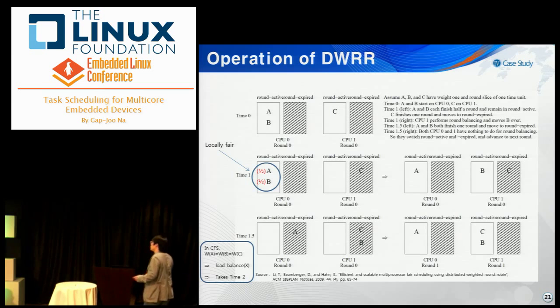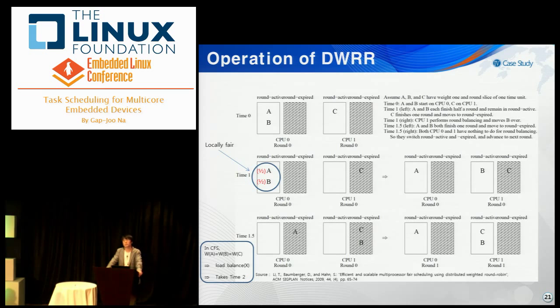So you have to observe times 2 and 2.5. What happens is, at time 2, we assumed that A, B, and C just used one time slice. Right, I understand you're trying to give everyone more fairness, but the problem is it's going to cause a lot more ping pong of tasks. And you're going to hit cache problems. So you may actually slow things down.